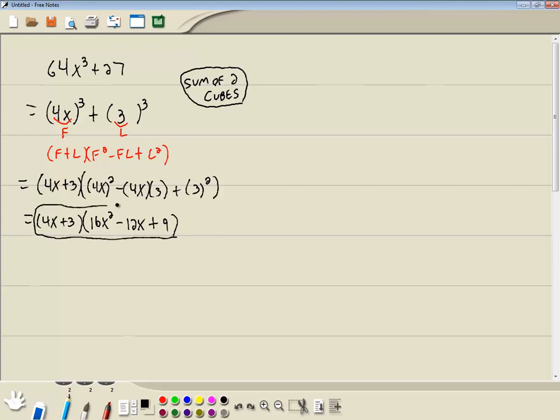And that's our answer. Now it always looks like you should be able to take this down further, but you can't. That would have to be a 24 on your middle term here. It'd have to be twice as much for you to be able to factor it down further.